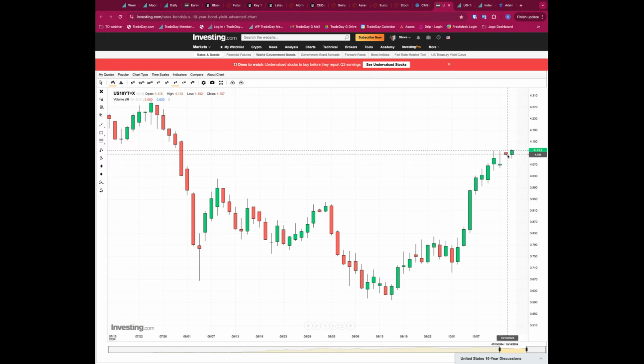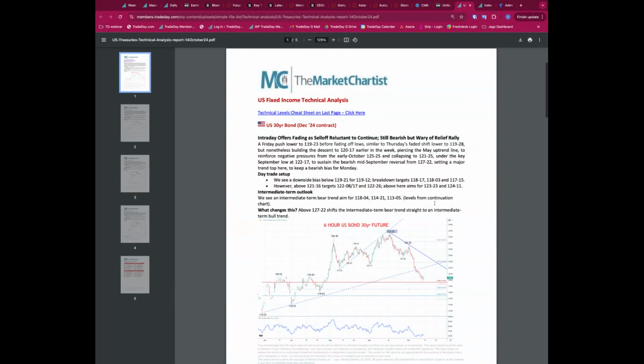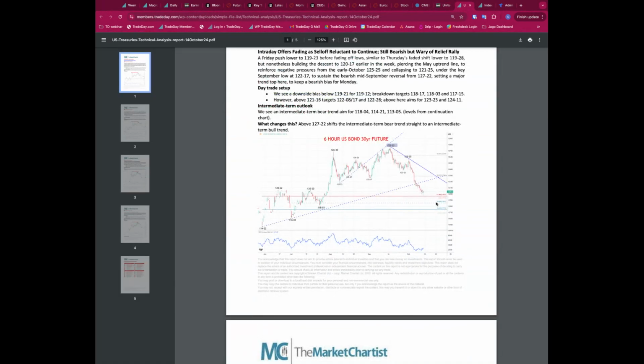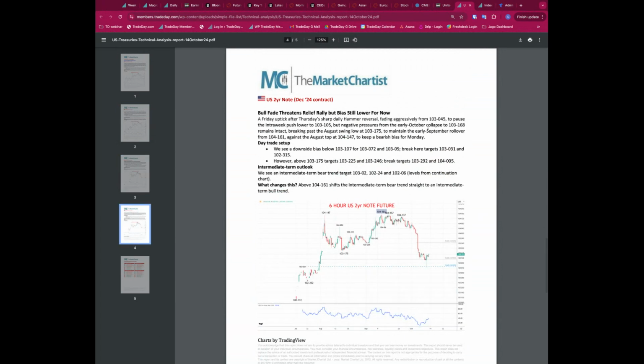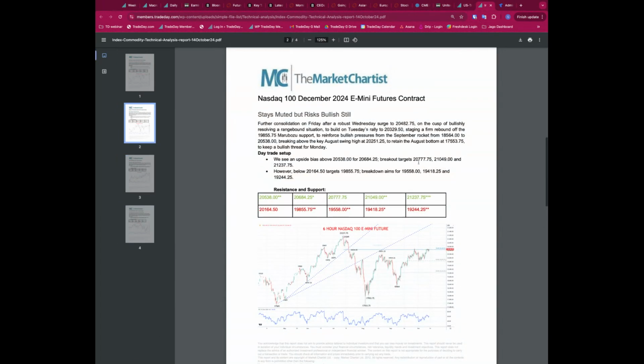And yields, as we said, continue to nudge higher. We had a slight nudge higher towards the end of last week, grinding higher. And the outlook on price is obviously bearish, remains negative. So higher yields equals lower prices. The outlook for all the bond futures, 30s, 10s, 5s and 2s, all still looking very negative.